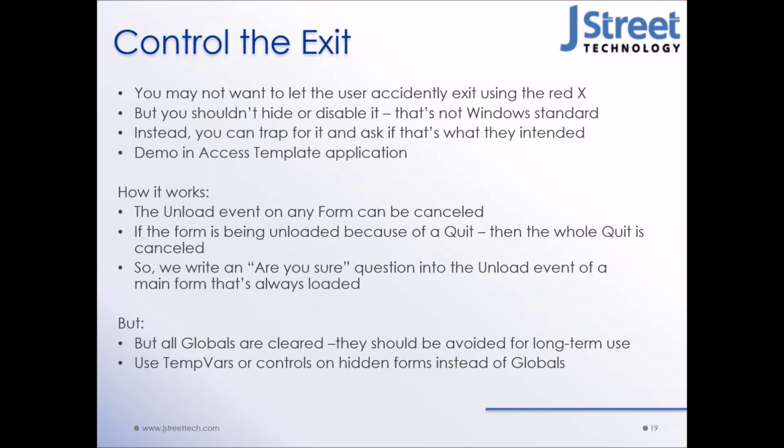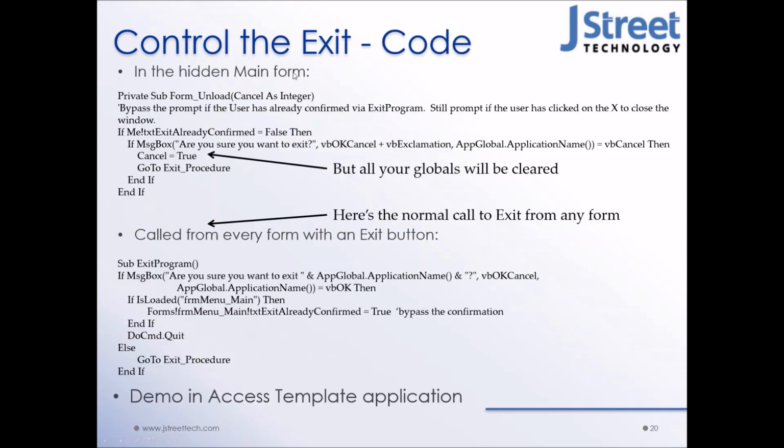So here's a quick sample of the code, but you can also see it in the template that I'm going to give you. Basically, on the unload event, you have to prompt, but you also have to see if they've already answered, because if you clicked the normal exit button on the form, then Access is also going to quit. So you have to set a variable that says they've already said it's okay to leave, so let's not ask them again.